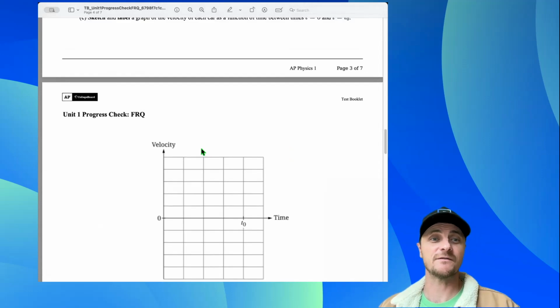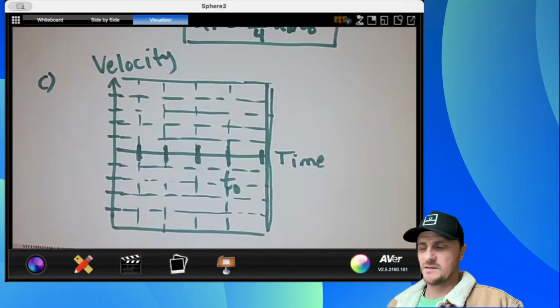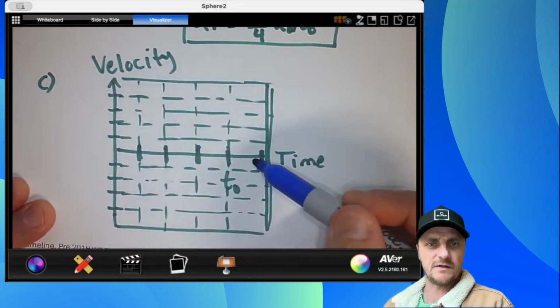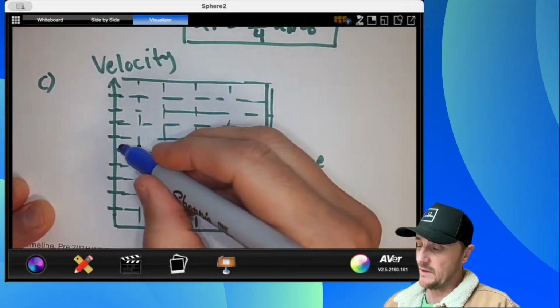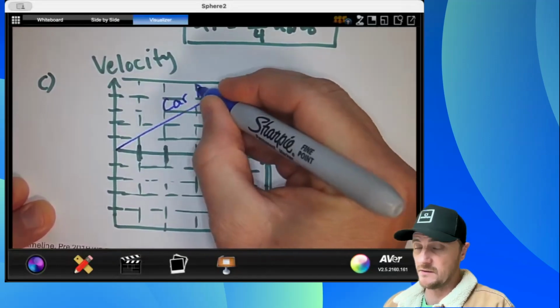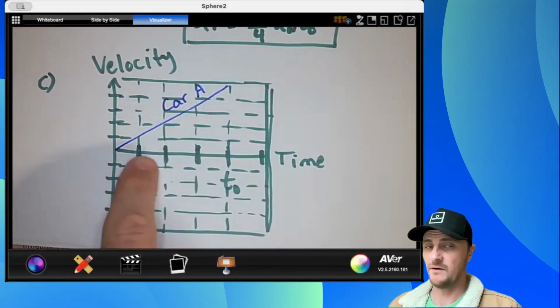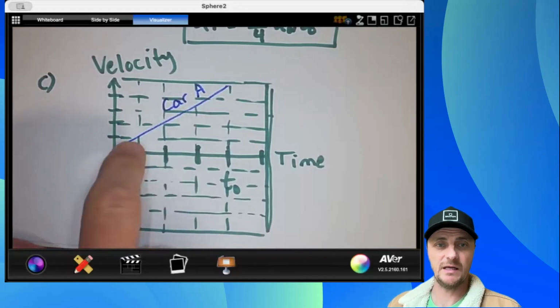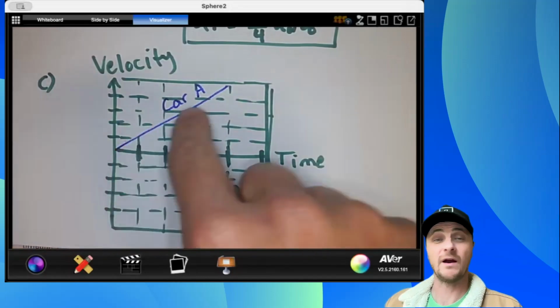Oh, we should read part C first, right? Sketch and label a graph of velocity of each car as a function of time. And we want to make sure our graph ends at time T naught. And since they're not asking us to actually assign values to these different hash marks, we can just sketch a graph. And I know that I'm dealing with a constant acceleration. And so there is, just like that, that is car A's graph of acceleration. Does that make sense? So for every unit of time that passes, I speed up by an equal amount of velocity. And that's what it means to have a constant acceleration. And therefore, I have a constant slope.